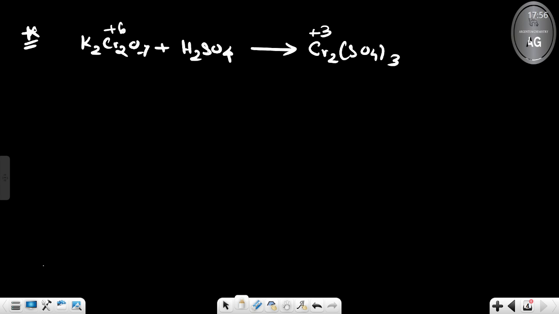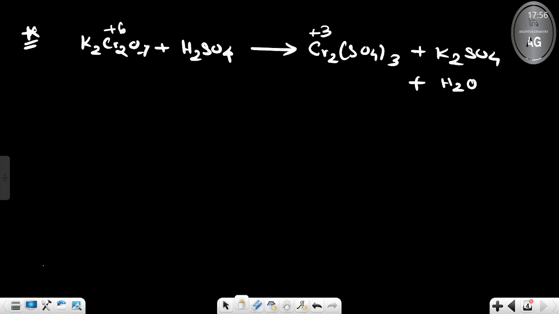Another product will be K2SO4, that is potassium sulfate, plus water. These products will be common in all the reactions, so you can easily remember them. These products are common in all the three reactions.